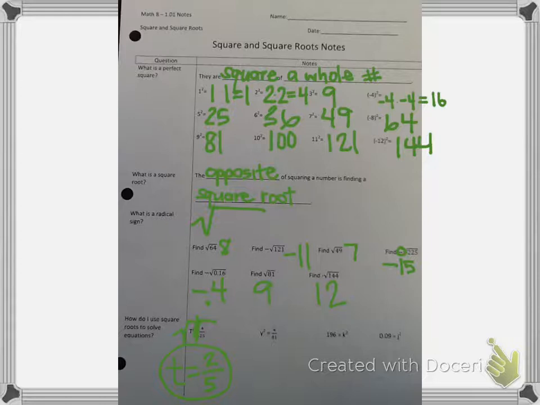Let's take a look at y squared. To get rid of the squared, we're going to square root it. So I just want to know what y equals. The square root of 4 is 2, 2 times 2 makes 4. And the square root of 81, 9 times 9 makes 81. So y equals 2/9.